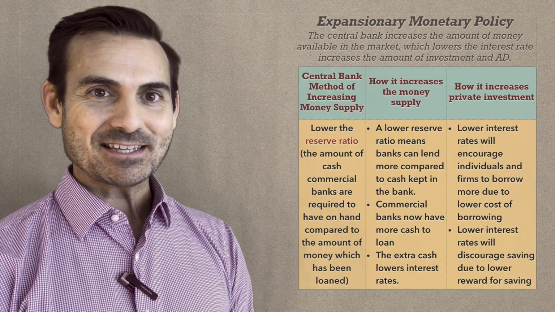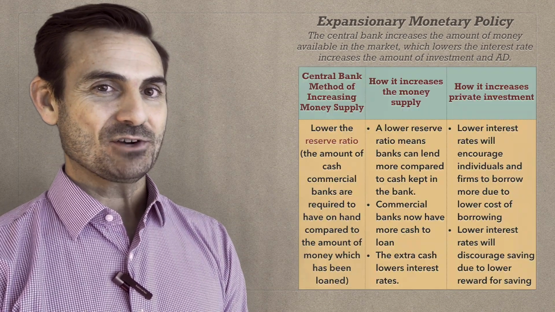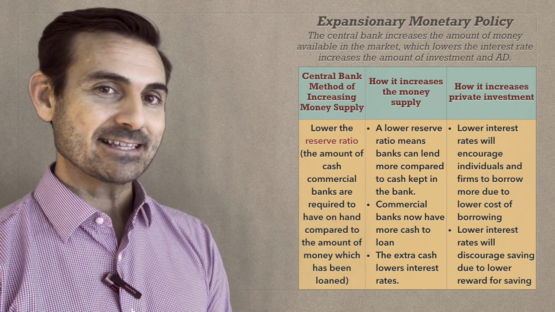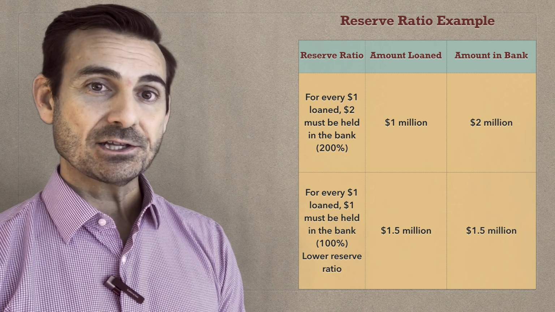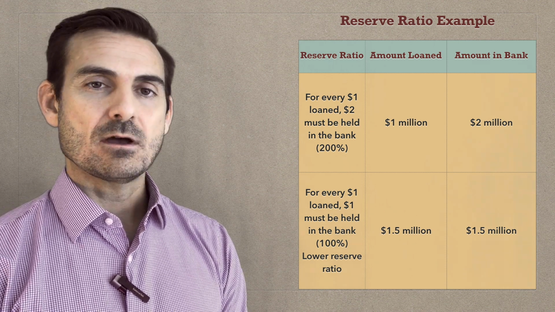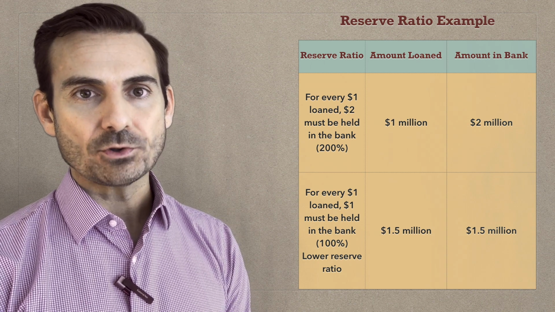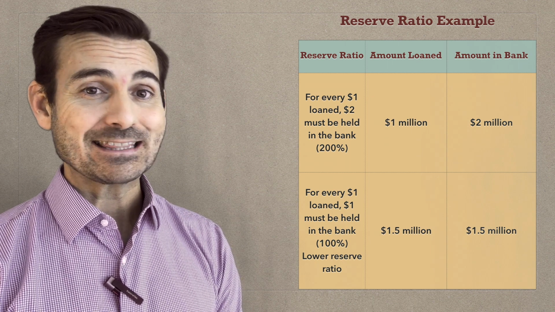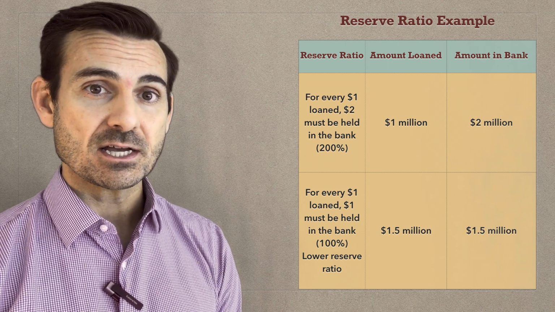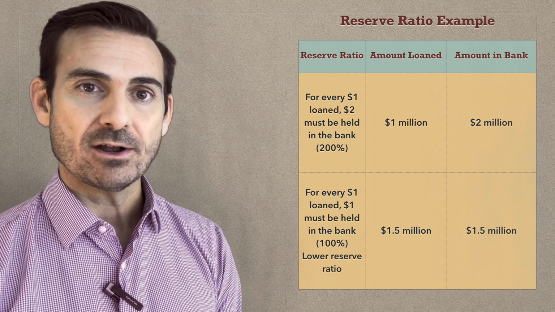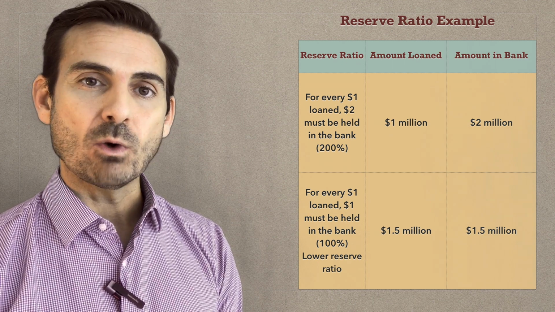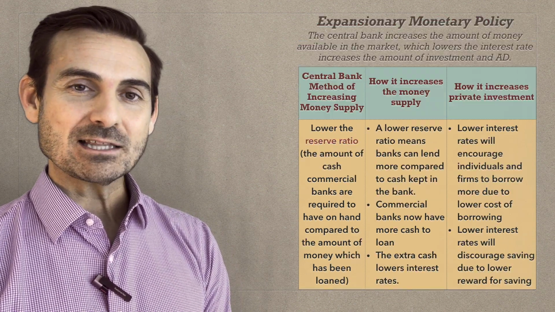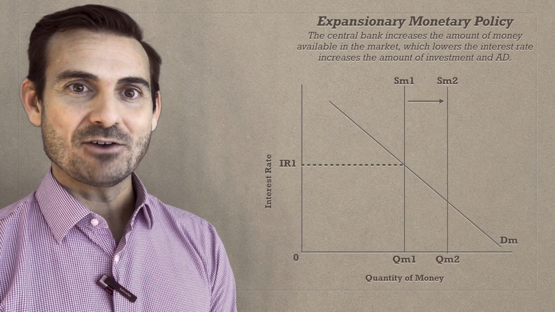A third tool at the central bank's disposal is lowering the reserve ratio. The reserve ratio is the amount of cash banks must hold compared to the amount of cash that they lend. Imagine that a commercial bank had loaned $1 million to its customers. Imagine a reserve ratio where the bank had to hold $2 for every $1 it lent out. In this situation, a bank which had lent $1 million to its customers would have to have $2 million on hand. By lowering the reserve ratio to 1-to-1, the bank would be able to lend out $500,000 more dollars. By lowering the reserve ratio, there's a greater supply of money in the market.